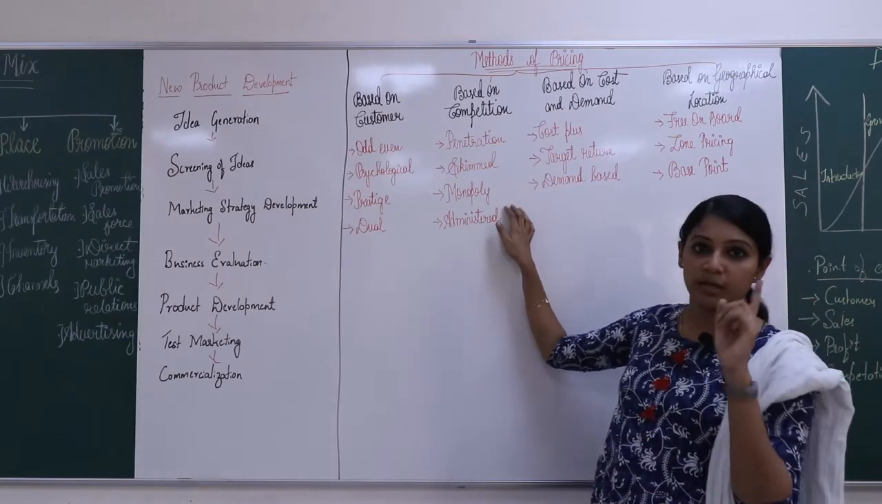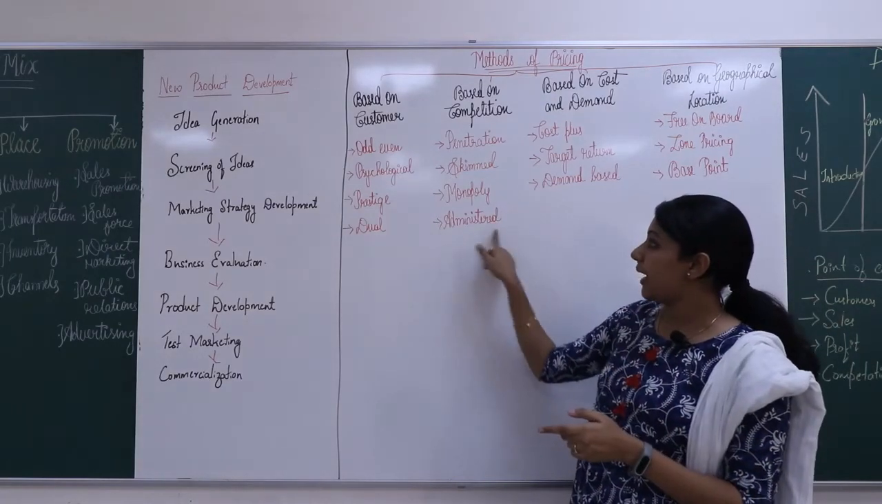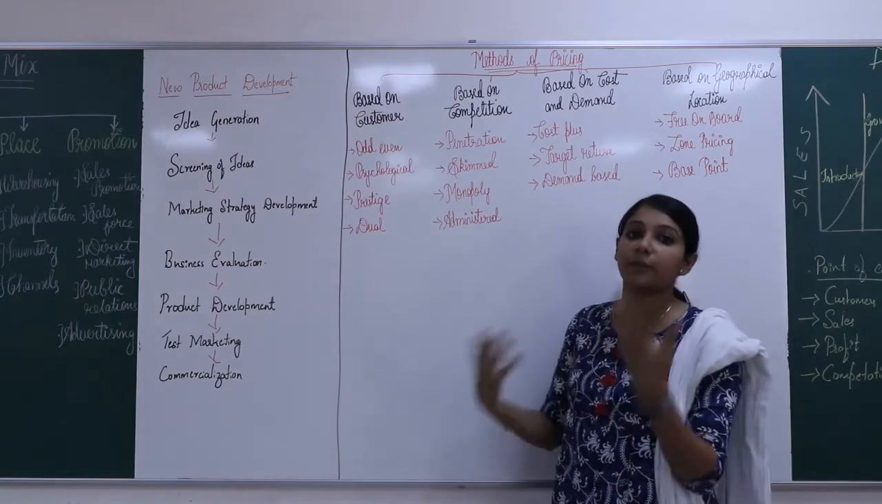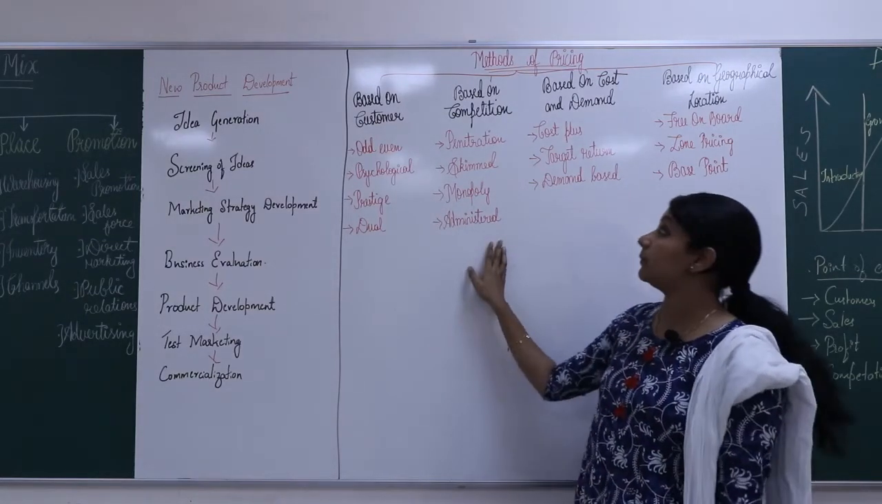Monopoly pricing is when there's only one company, one pricing. Administered pricing is based on the company itself, how much they think should be the price of the product. That is your administered pricing.